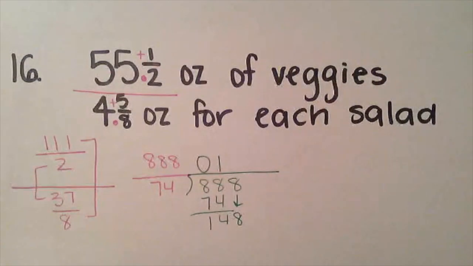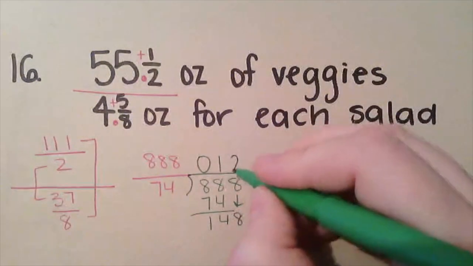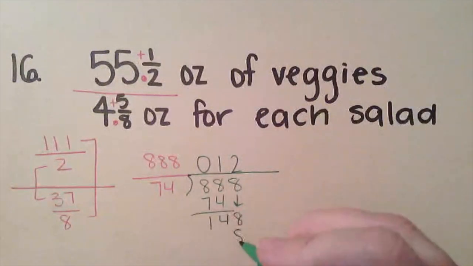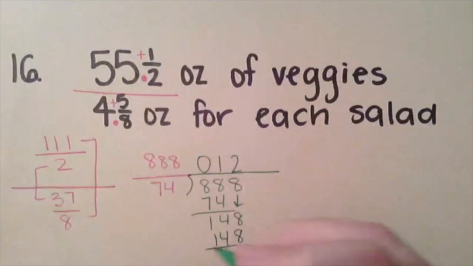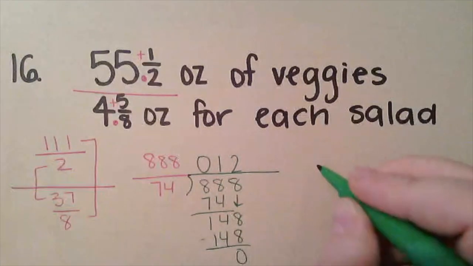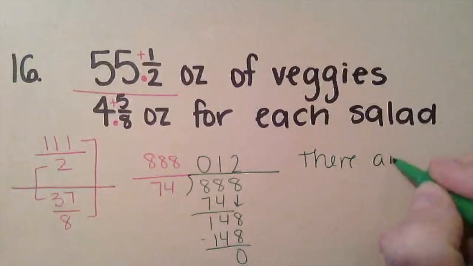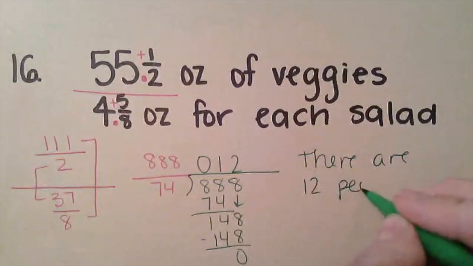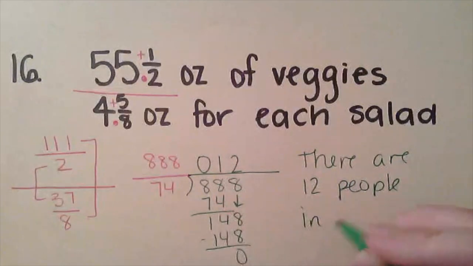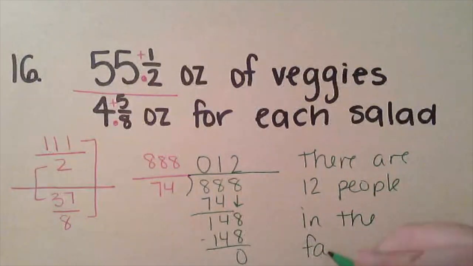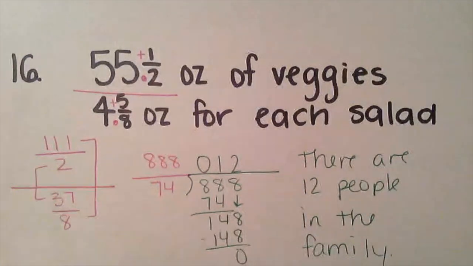Bring down the 8. 74 goes into 148 2 times. 2 times 4 is 8. 2 times 7 is 14. So we can tell that there are 12 people in the family, because each person's going to eat one of those salads.